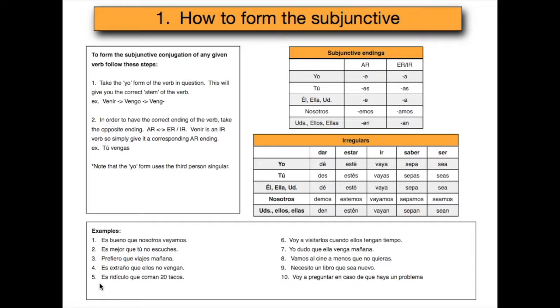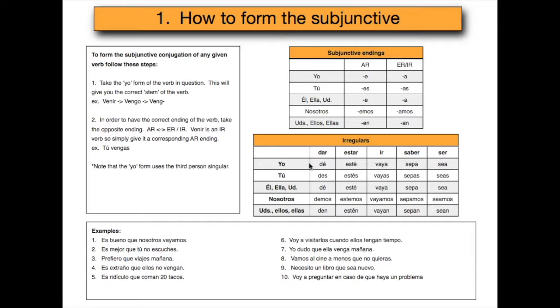Number five, es ridículo que coman 20 tacos. It's ridiculous that they eat 20 tacos. Okay, so again, the opposite ending there. Okay. So I think that you can read through the rest of these, notice the trigger phrases, and notice the subjunctive forms at the end of the sentences there.